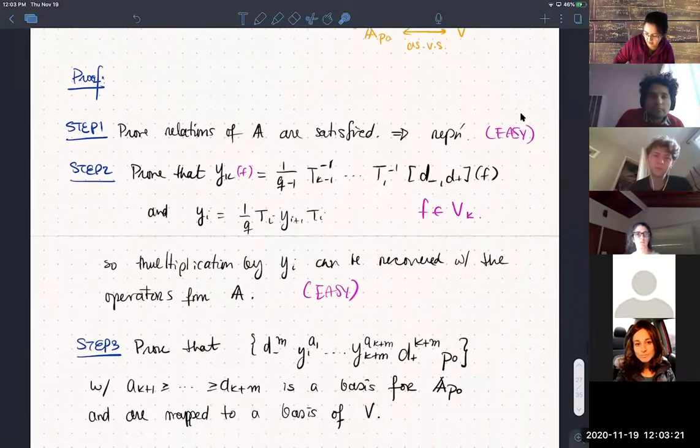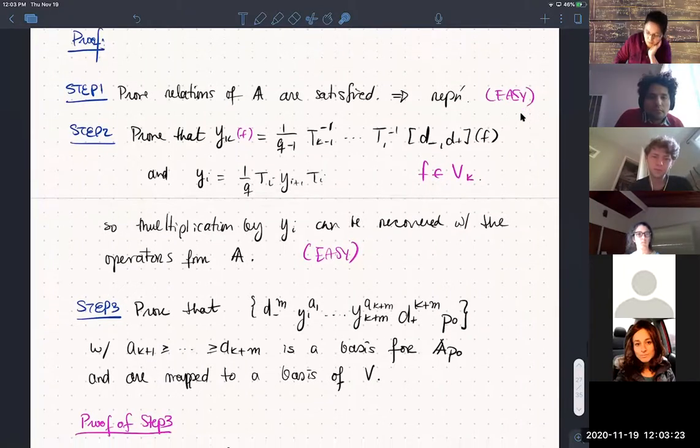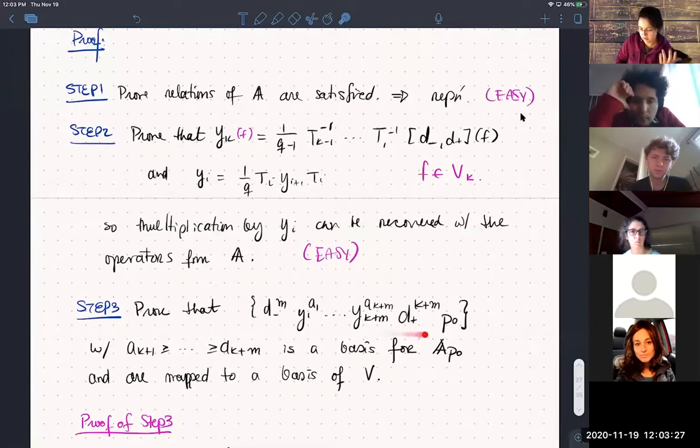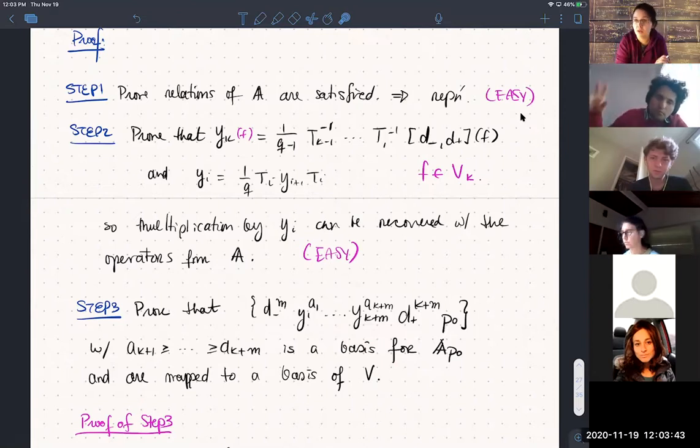So the next thing is you want to prove that this set, some functions that you're getting here, actually gives you a basis for your vector space AP0, and that they're mapped to a basis of V. I'm going to prove this, and then I'll be done. Sorry that I'm going a little bit over, but this is a cool proof. Jose, did you have a question? Oh, okay.